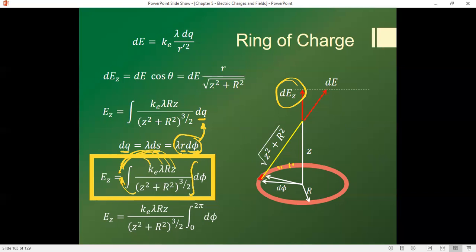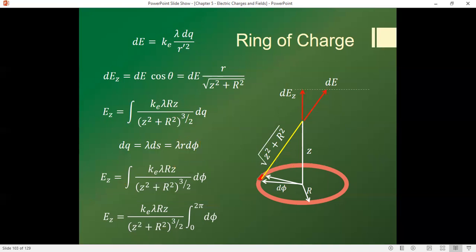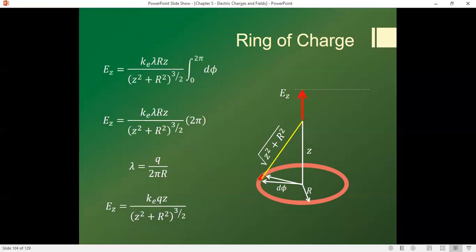So now what I'm going to do is integrate d phi from 0 to 2 pi. That's really easy, right? It just becomes 2 pi minus 0. And I just kick 2 pi in front of that equation. So that represents the electric field in the z direction. There's that 2 pi that's been integrated: the electric field in the z direction due to a ring of charge.